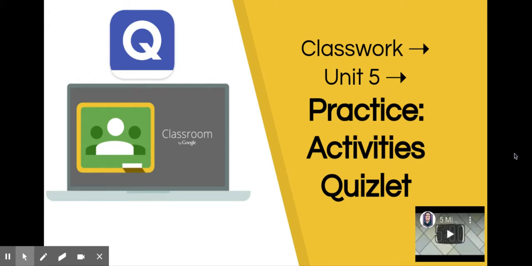So if you could please open up your Chromebook, we're going to Google Classroom. And under Classwork, the tab, you're going to scroll down to Unit 5. And you're going to click on the link that says Practice Activities Quizlet. So again, Google Classroom, Classwork tab, Unit 5, Practice Activities Quizlet. You can pick any of those games to play, or if you're really just struggling with the vocab, you can go through the cards as flashcards and just practice and listen to see how those sound.